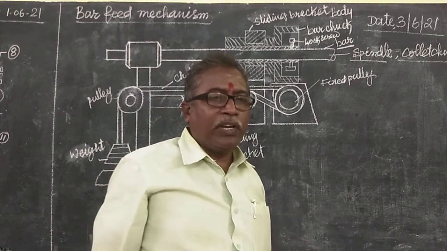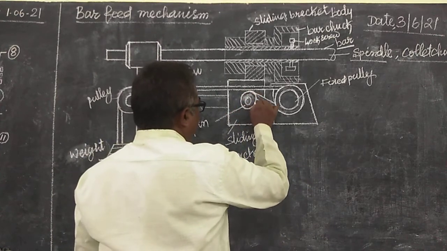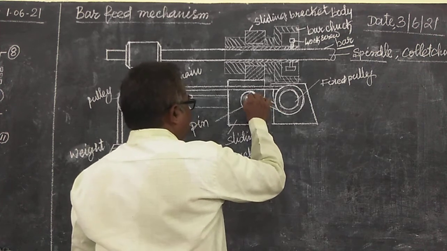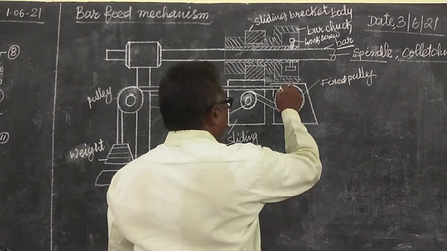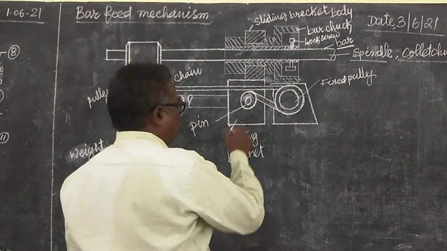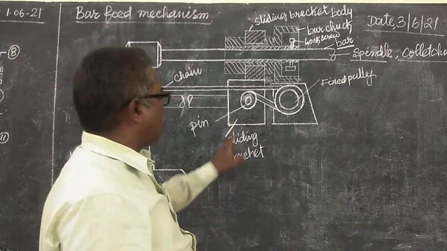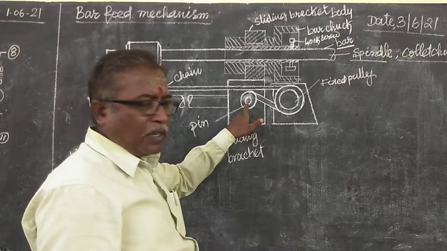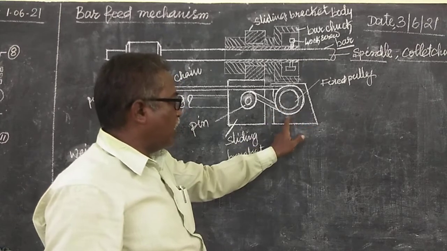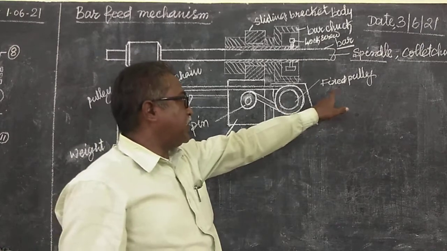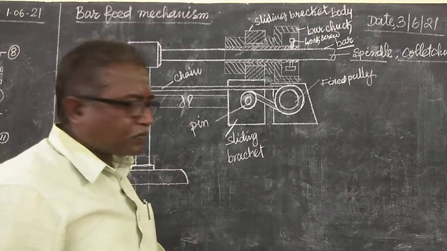So how is it moving? Here the pin is provided. This is the pin. This is the fixed roller, and this is the sliding body. On the sliding bracket the pin is provided. So this sliding bracket is not connected to the fixed pulley bracket. Here the fixed pulley is fitted. This fixed pulley will not move this side and that side.